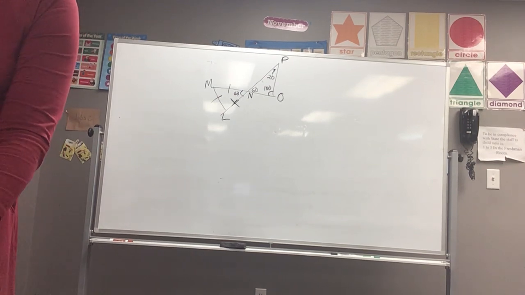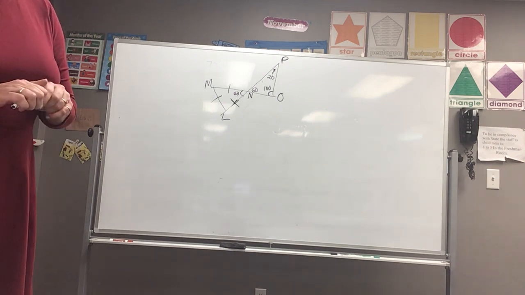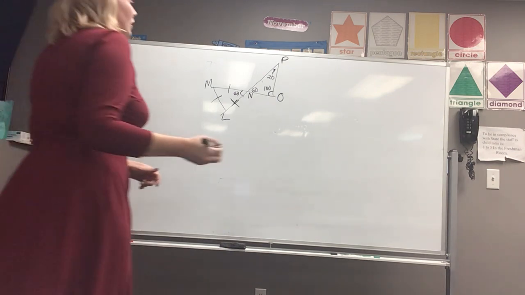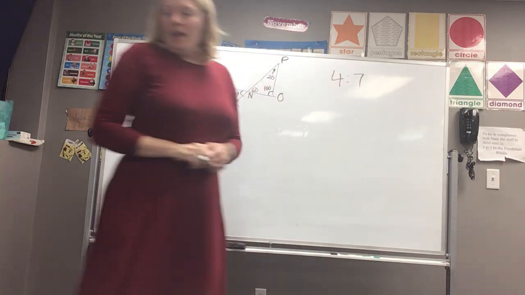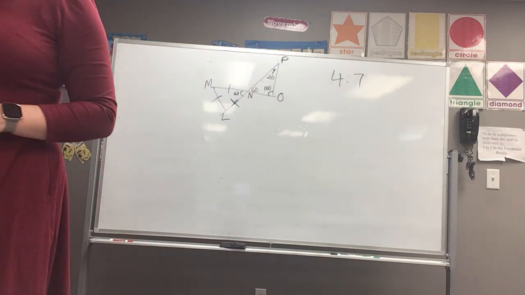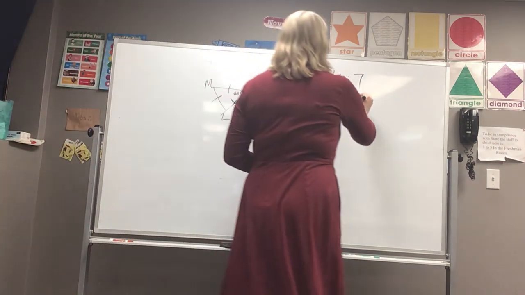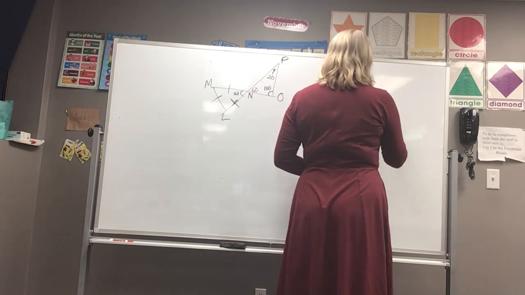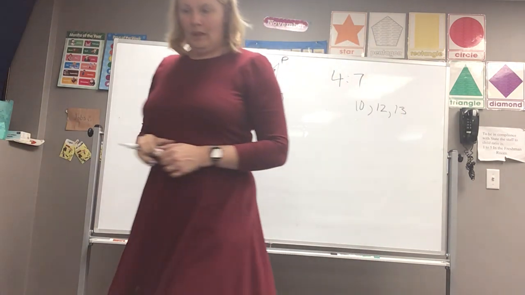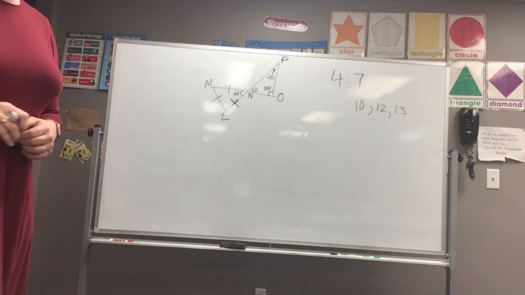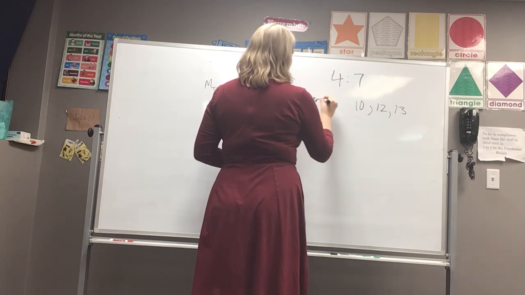Number 2. Again, this one should be a little bit faster. It says the ratio of the perimeters of two similar triangles is 4:7. And the sides of the larger triangle are 10, 12, and 13. And it asks for what is the perimeter of the smaller triangle.